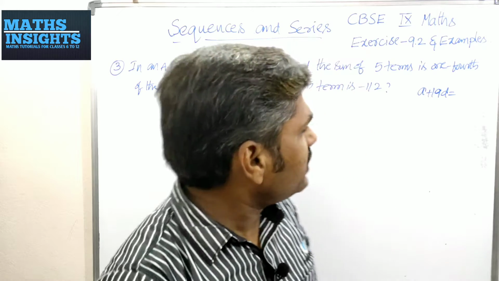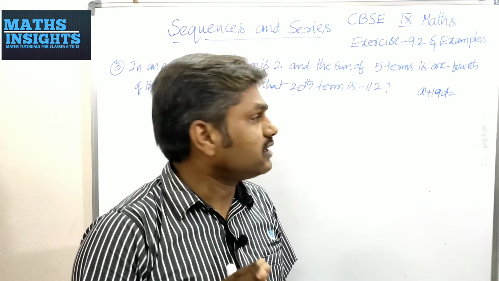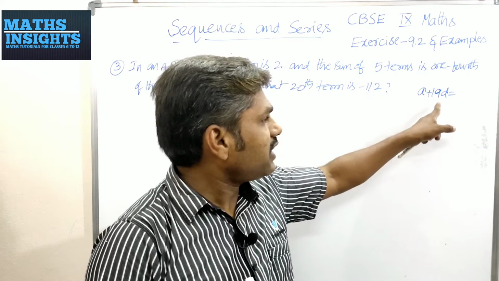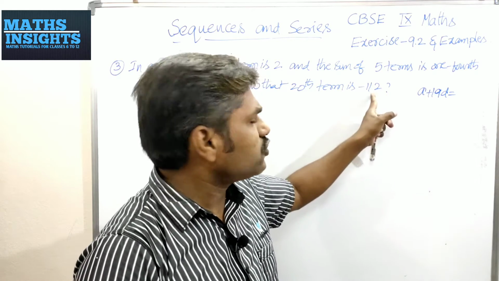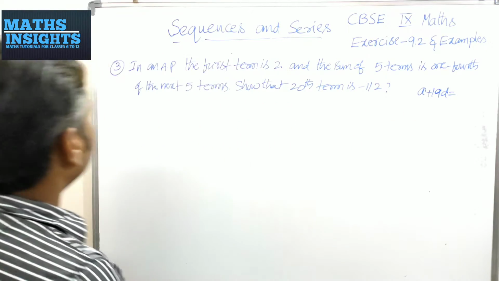So if you substitute n equals 20, you will get n minus 1 as 19. So a plus 19 into d value should be minus 112. It's very easy.